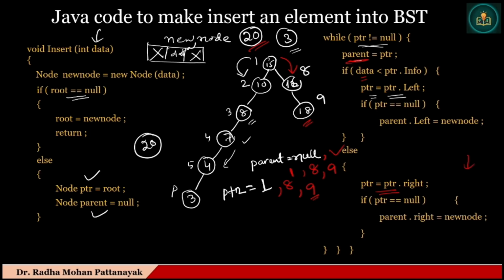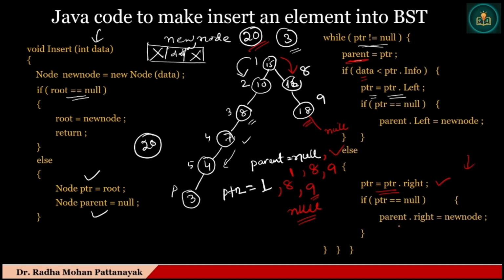In the else part, you will write the logic to move to the right side, right? So to move to the right side, you need to execute PTR equal to PTR.right. Here PTR equal to PTR.right means what? Now it is null because there is no right node present. So the new PTR value will become null. Then check here: if PTR equals null, yes, PTR equals null now. So you know that is the appropriate place to insert your item.